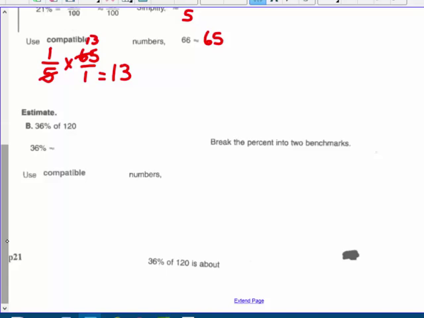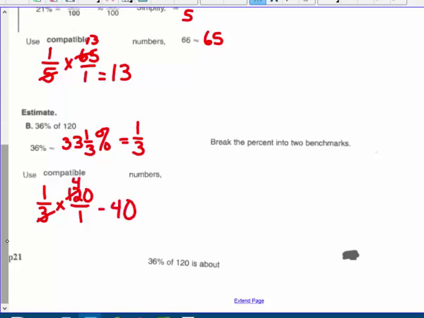36% of 120. Well, I could use the compatible numbers. 36% is pretty close to the common 33 1/3%, which I know is equivalent to 1/3. So using compatible numbers, I would say 1/3 of 120. Well, 3 does go into 120 very easily, so I don't have to change the 120. And yes, that goes in there 40 times, so the answer is 40.